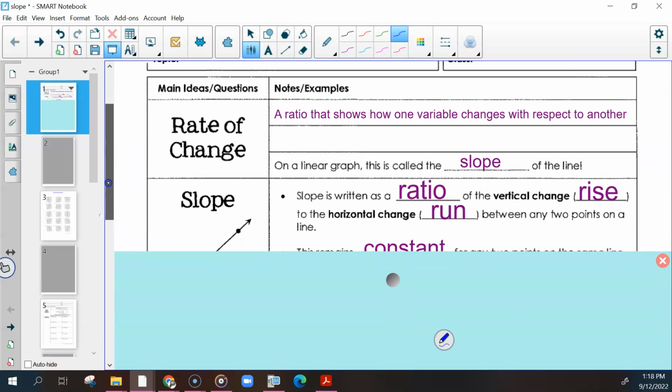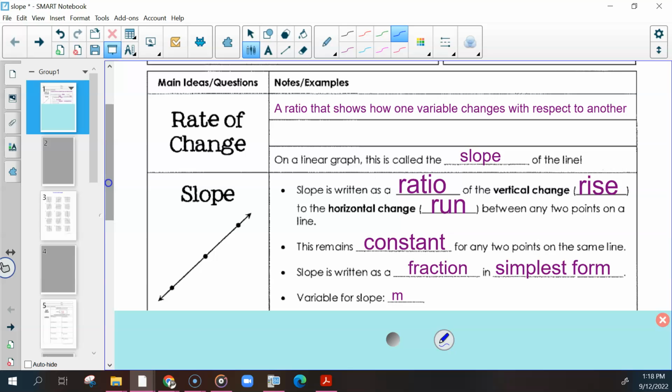So this first part has a bunch of vocab. I'm going to pull this down so you can write this down. Can you see from there, Nicole? Yes. And as you're writing, I'm just going to read these off. So a rate of change is a ratio that shows how one variable changes with respect to another. On a linear graph, this is called the slope of the line. So those words are interchangeable. Rate of change, slope, they mean the same thing.